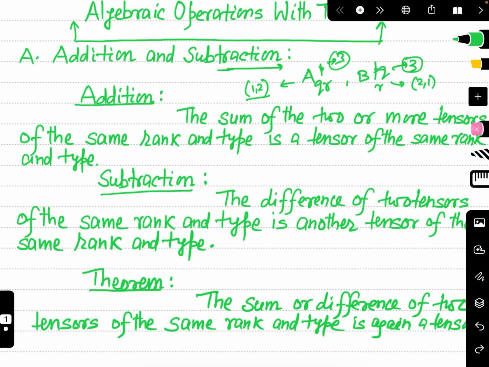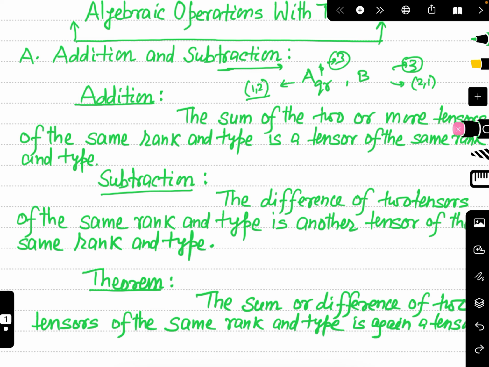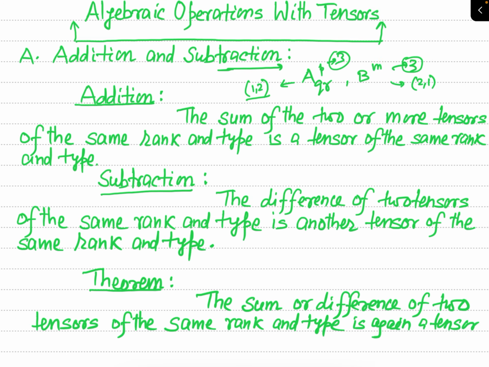But let us say this tensor B is like this: B^M_NL, contravariant index M and covariant indices NL. Then these two tensors can be added. Why? Because both will again be of rank 3 and their types will now be (1,2). So both will be of type (1,2) and rank 3. So these two tensors can be added.